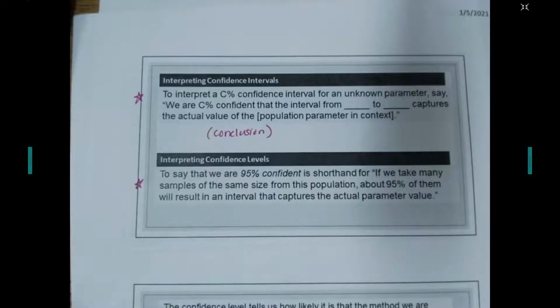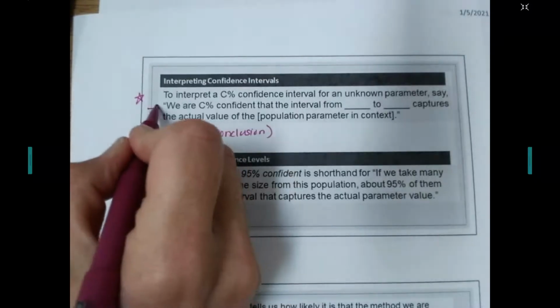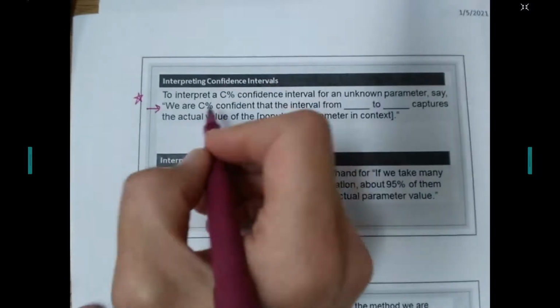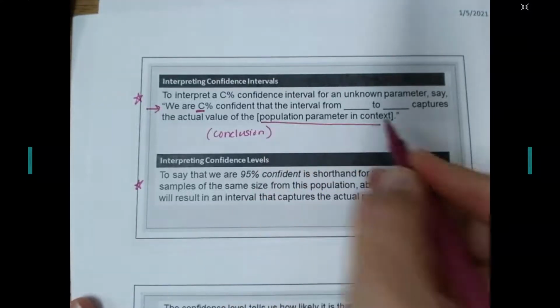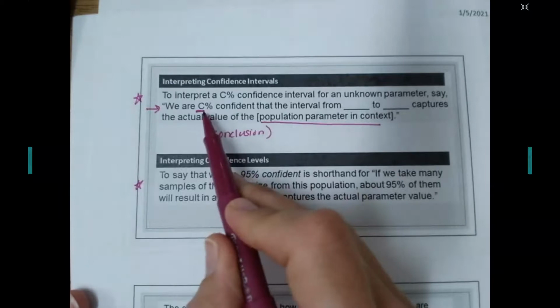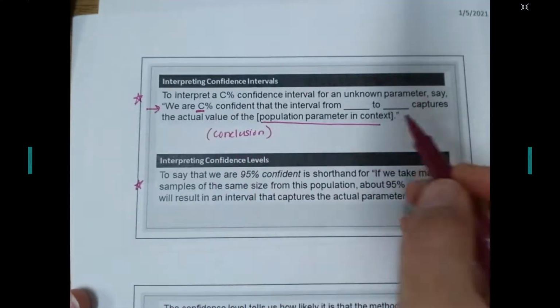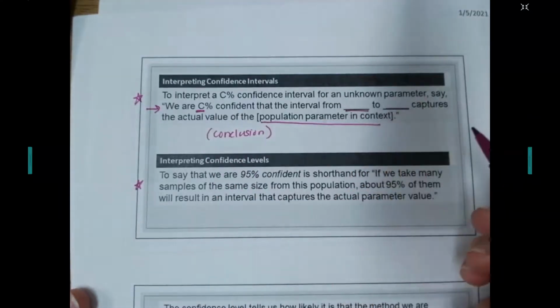So to interpret a C% confidence interval for an unknown parameter, say, and here it is, we are blank percent confident, whatever the confidence level is, that the interval from blank to blank captures the actual value of, and then you're going to state the population parameter in context. So you've got some blanks to fill in. You have to fill in the percent here, what the actual interval was, and what you were trying to capture.